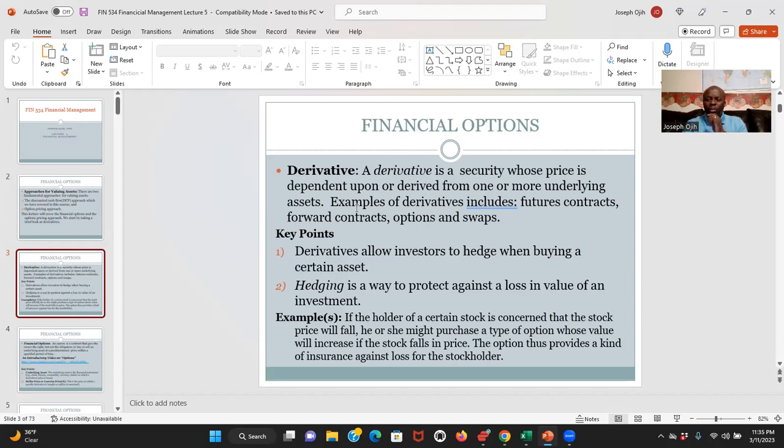Investors use derivatives to hedge when buying certain assets. I'm going to explain that in a few minutes. What is hedging anyway? Hedging is just a way to protect against a loss in value of an investment. Many investors, especially with the put option, can use it as a hedge against loss on a financial asset like stock.